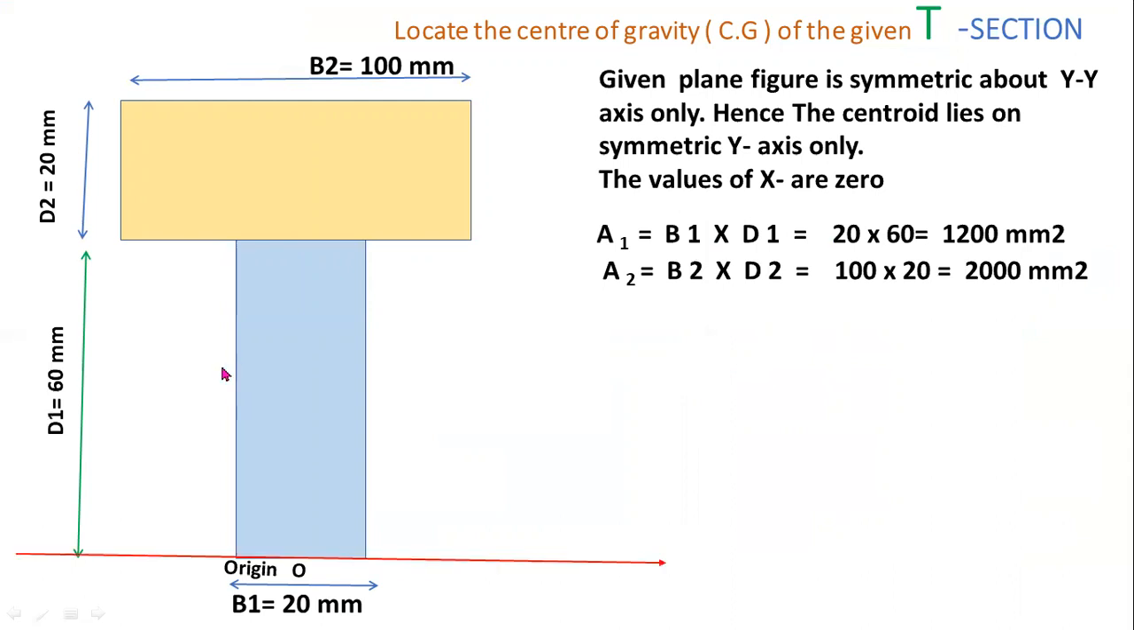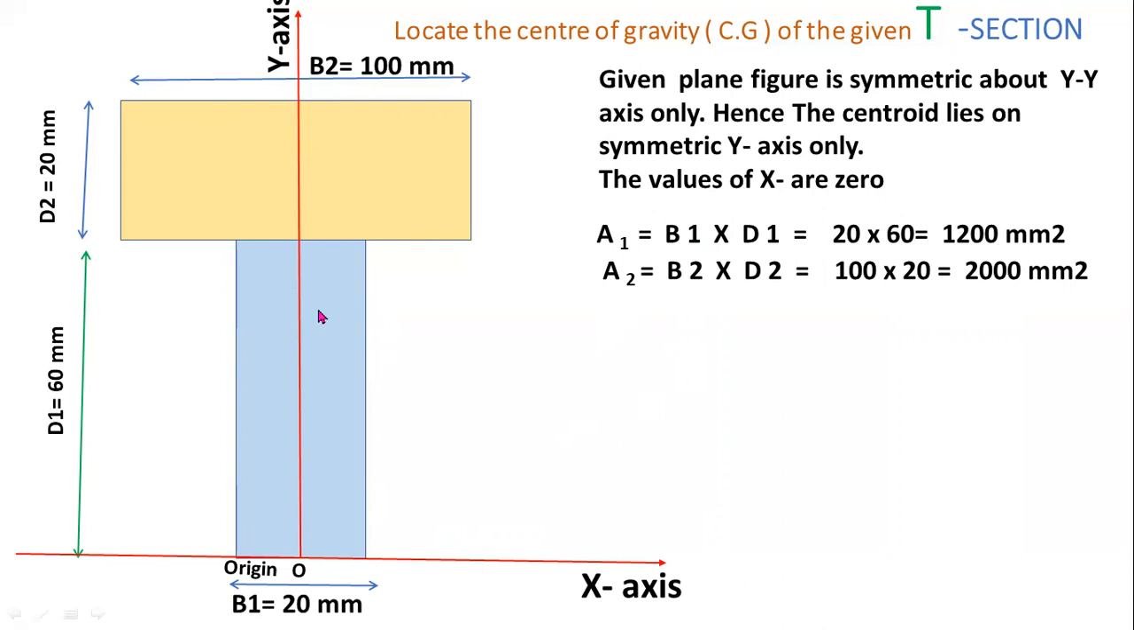This is a reference x-axis and this is a reference y-axis. A1 is the area of the bottom rectangle, A2 is the area of the top rectangle. The given T section is symmetric about the y-axis, hence the centroid lies on the symmetric y-axis only. The values of x are 0, because this given section is symmetric about the y-axis, therefore the x values are 0.